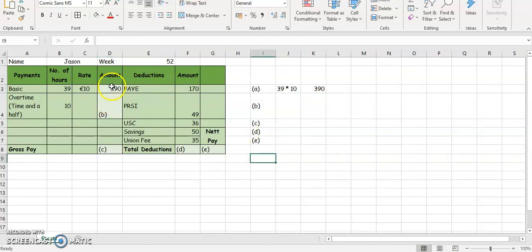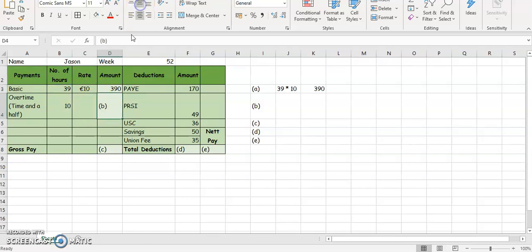Once we have these figures, we can find out different things from them. If we have the amount that he's paid, and let's say they just give us the rate, we can divide by the rate to identify the number of hours that he works. If they don't give us the rate, we can take 390 and divide it by 39, and it'll give us 10. So we'll find out what the rate is.